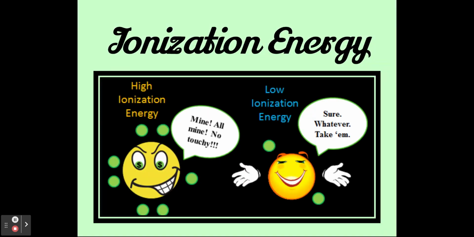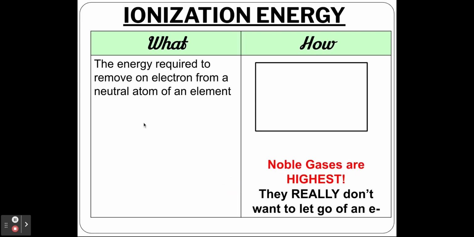Okay, what about ionization energy? Remember, ionization energy is the energy that's needed to remove an electron from a neutral atom, your first electron from the neutral atom. If you have high ionization energy, then it's going to be harder to pull away the electron. If you have a lower ionization energy, it's going to be easy because it doesn't take a lot of energy to remove it, right? You can see here in this picture. So ionization, what is it? The energy required to remove an electron from a neutral atom of an element.